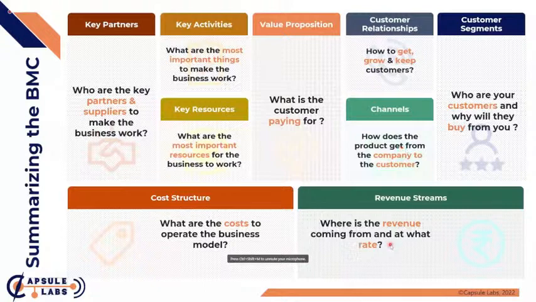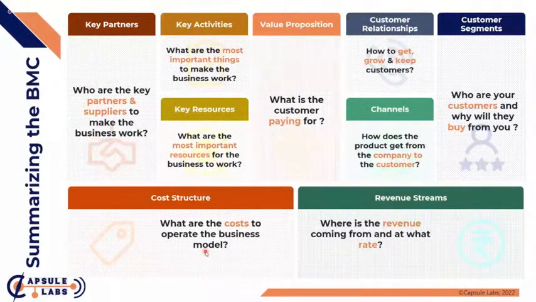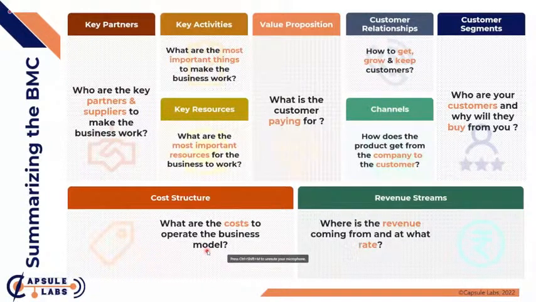On the other side, you have your costing, right? What are the most important things to make the business work? What are the most important resources to make the business work? And who are the key partners and suppliers to make the business work? That gives you a sense of what are the costs to operate this business model. If your revenue streams are expected to be greater than the cost structure, well, congratulations, you have a business model. You need to go about executing it, right?